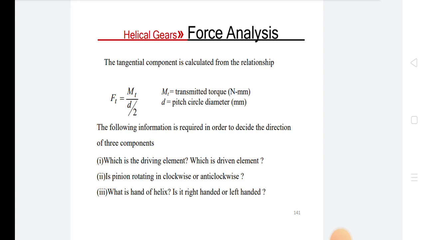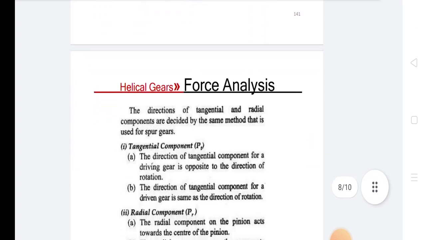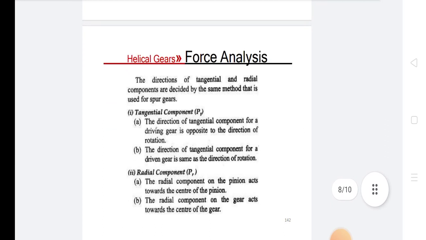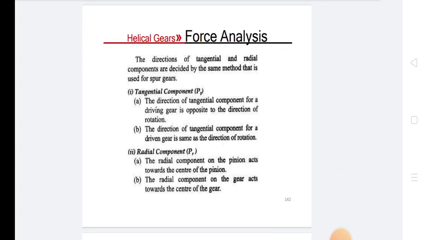The following information is required in order to decide the direction of the three components. First, which is the driving element and which is the driven element. Is the pinion rotating clockwise or anti-clockwise? What is the hand of the helix, right-handed or left-handed? The directions of the tangential and radial components are decided by the same method that is used for spur gear.